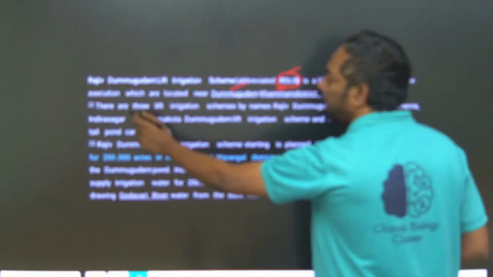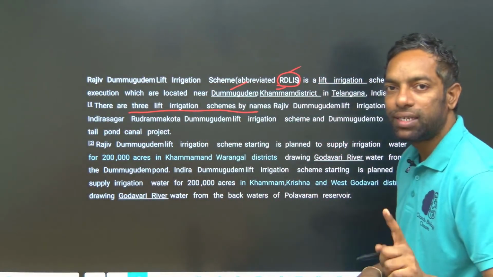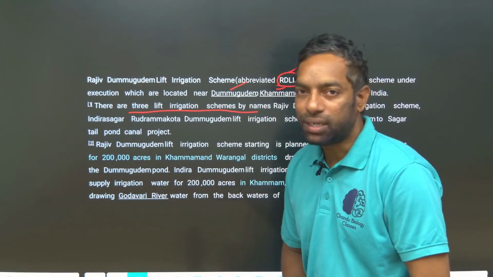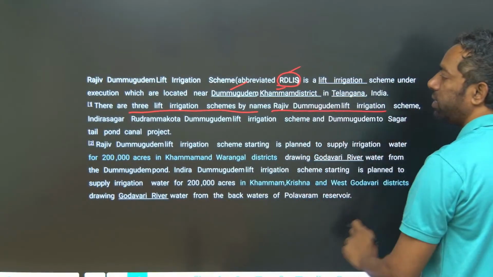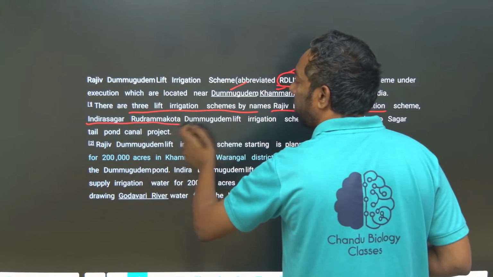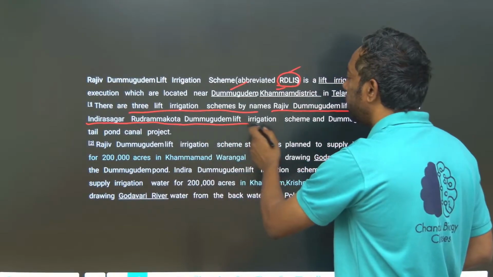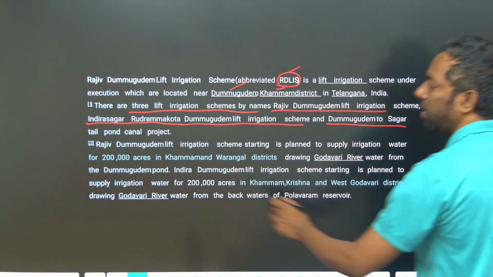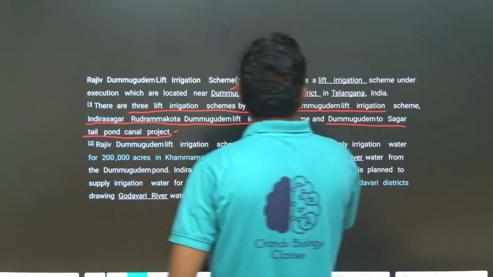There are 3 lift irrigation schemes associated with the Dummugudem lift irrigation project. One is the Rajiv Dummugudem lift irrigation scheme. The second is Indira Sagar Rudramkota lift irrigation scheme. And the Dummugudem Sagar Tail Pond Canal project. This is one.